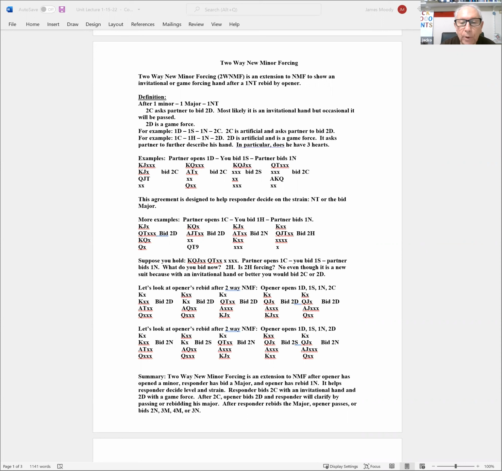Okay, now let's see what opener does after partner whips out two-way new minor forcing. Opener opens a diamond, responder bids a spade, opener bids 1 no trump, and now responder bids 2 clubs. Now, 2 clubs says bid 2 diamonds. Bid 2 diamonds. No options here. Just bid 2 diamonds, and I'll tell you what we're going to do next.